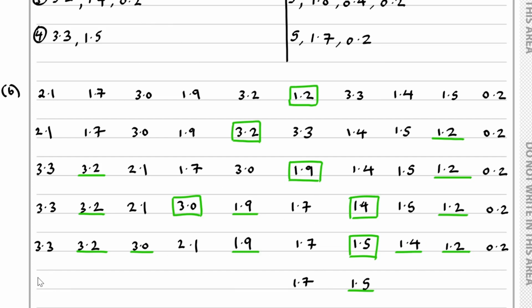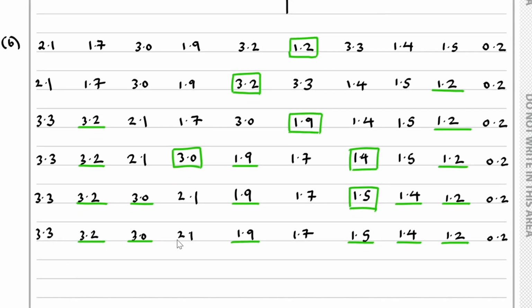And then we've got the rest of the numbers. We've got the 3.3, the 3.2, the 3.0, the 2.1, the 1.9, the 1.4, the 1.2, and the 0.2. And let's indicate what we've used as a pivot. We've used the 3.2, the 3.0, the 1.9, the 1.4, and the 1.2. And now, because there's one entry in each of the sublists, we can stop. So that's the end of the quicksort.